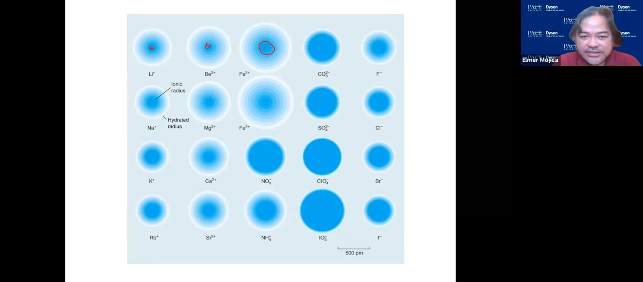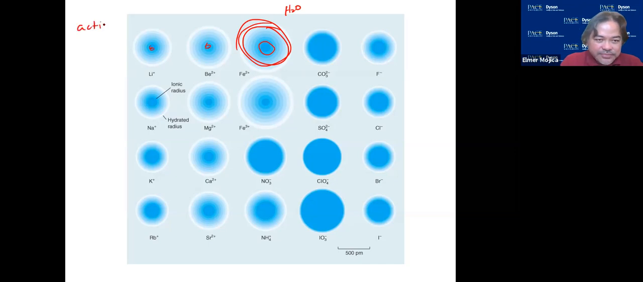So the size and the charge of the ion determine the number of bound waters. This increase is due to the water molecules that surround them. So as I said, smaller, more highly charged ions bind more water molecules. So we can see here now that the activity that we have is related to the size of the hydrated species.